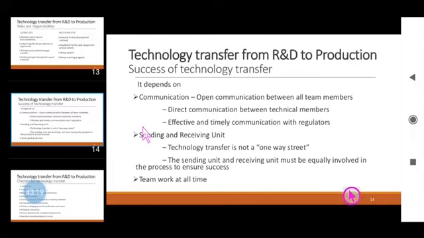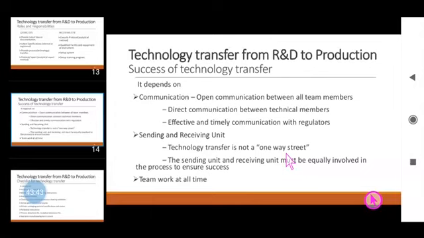So here, for the successful technology transfer, communication is very important. The open communication between all team members has to be there. Direct communication between technical members, then effective and timely communication with the regulators.